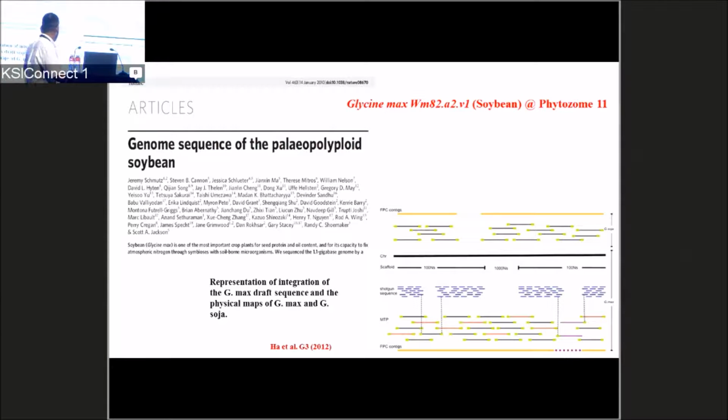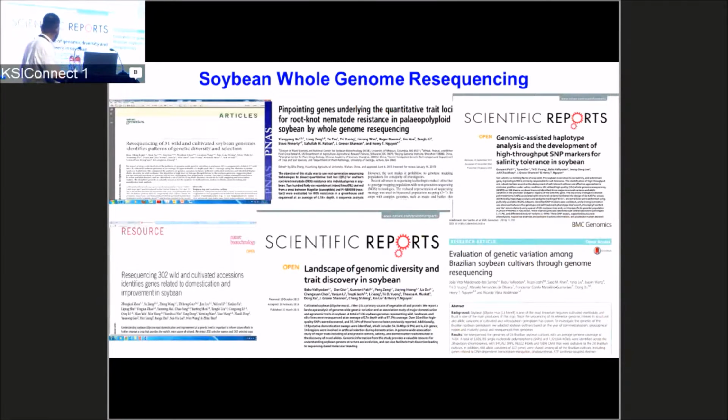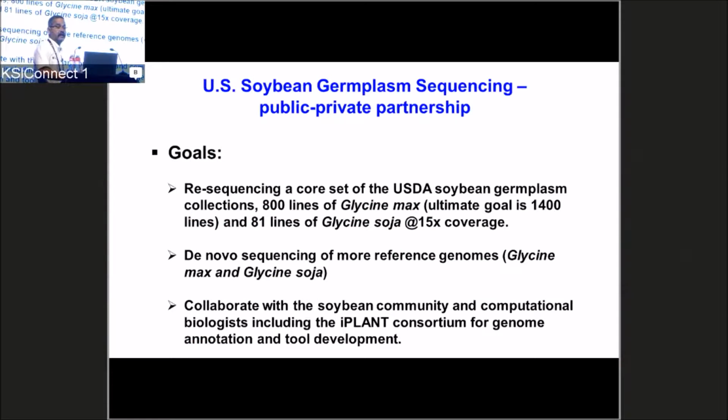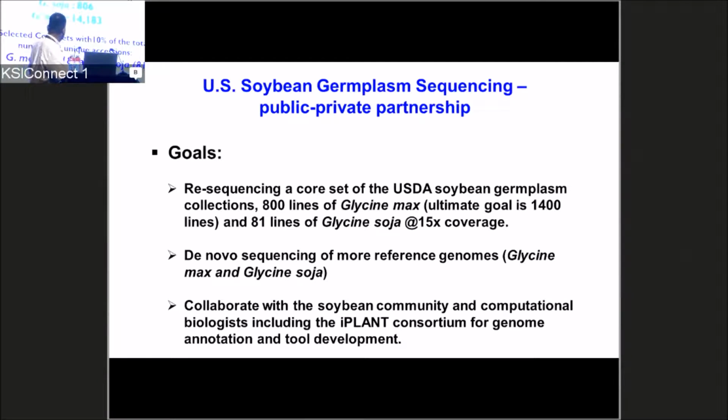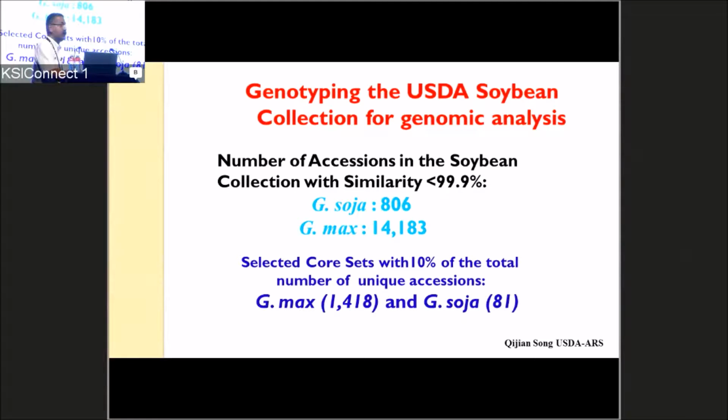In 2010, the first soybean genome was published, and after that, several soybean genome-related publications became available. Then recently, we started a mega project on sequencing a core set of soybean genomes from the United States Soybean Genome Repository. We selected the most diverse soybean lines from the 20,000 accessions we have, about 10% of the core collection, for sequencing.